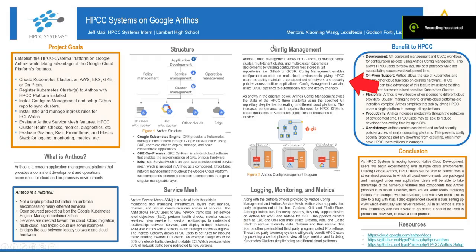The Anthos Config Management allows HPCC Systems to manage many different types of Kubernetes clusters by utilizing config files stored on Git repositories. It enables configuration as code on multi-cloud environments, which benefits HPCC users because it allows them to set unified network and security policies across multiple applications.